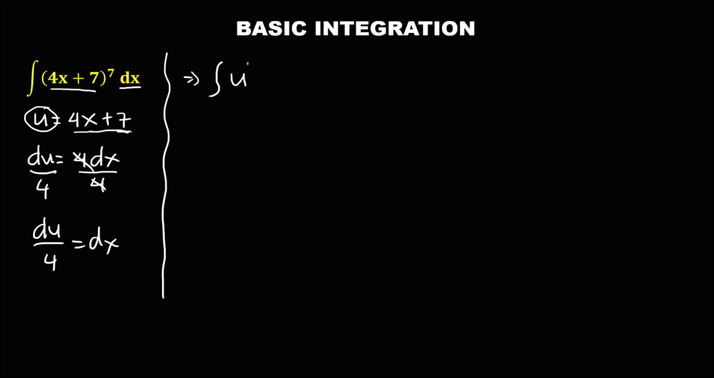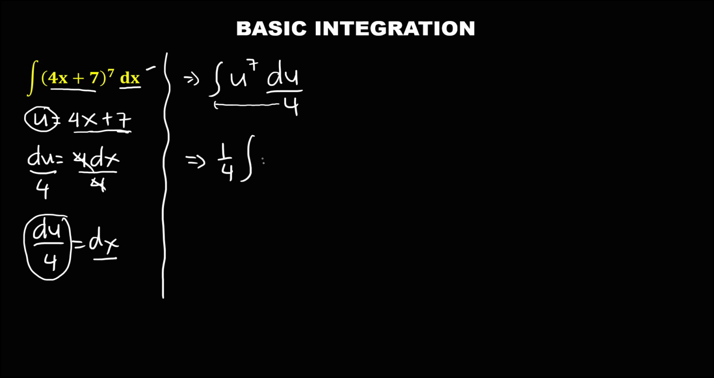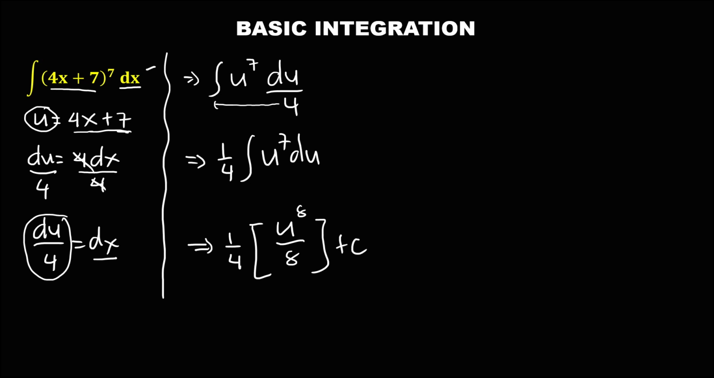So this becomes u to the power 7, and dx is du over 4. So du over 4. Then put this denominator 4 outside. So this becomes 1 over 4, then the integral of u to the power 7 du. Apply now the formula, so plus 1 for the exponent, bring down the constant, and this becomes u plus 1, that's 8, then over 8, then plus c.